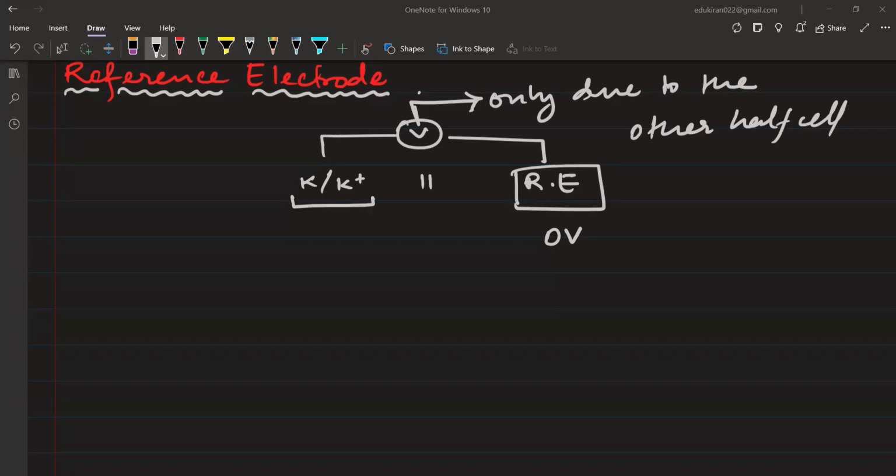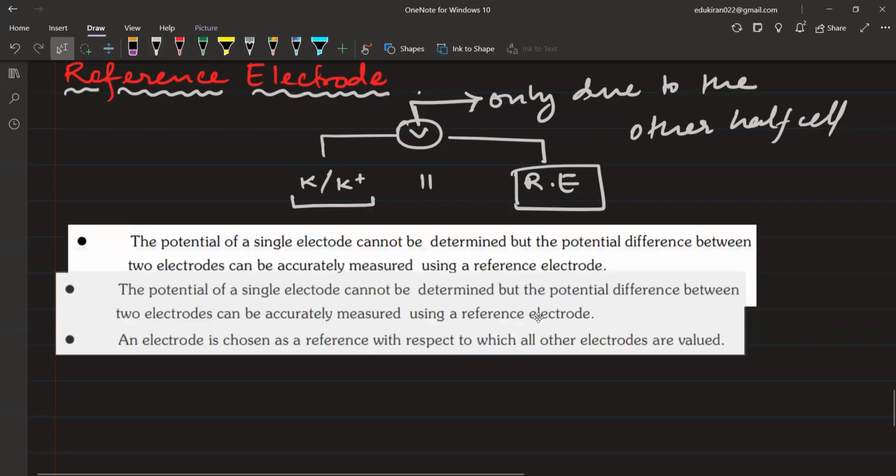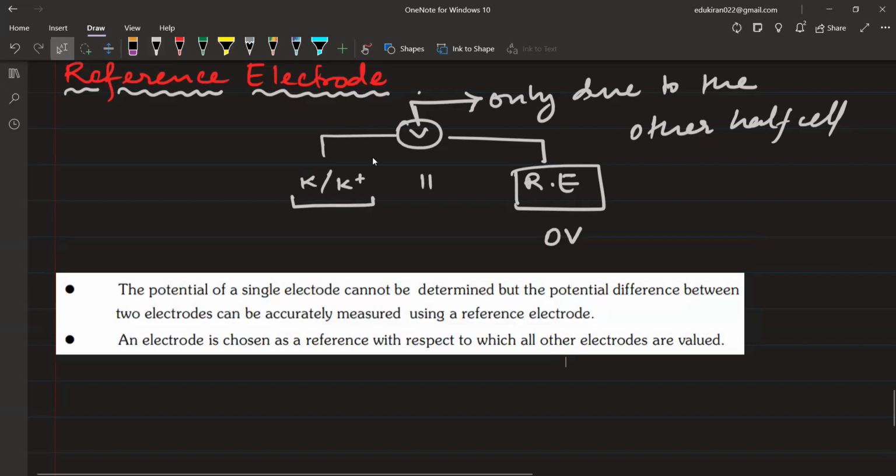Please write it down. Write these 2 points. Diagram बनाने की जरूरत नहीं है. अच्छा, you can make the diagram also.